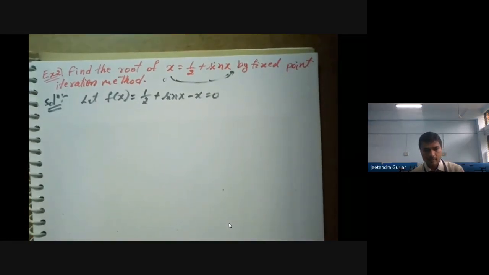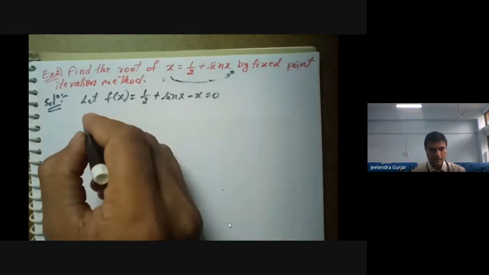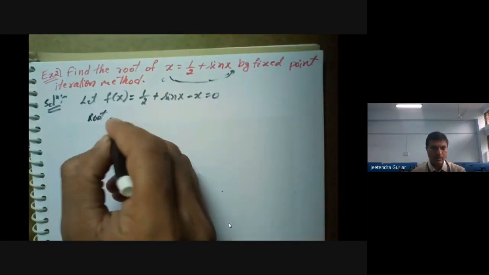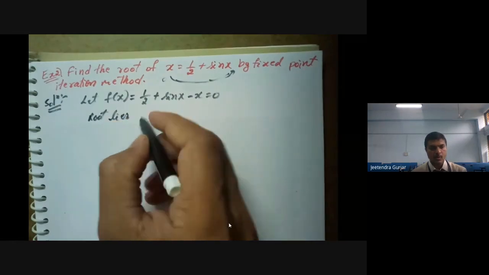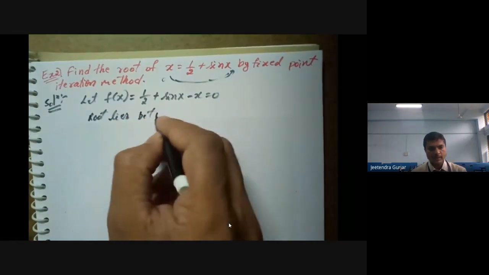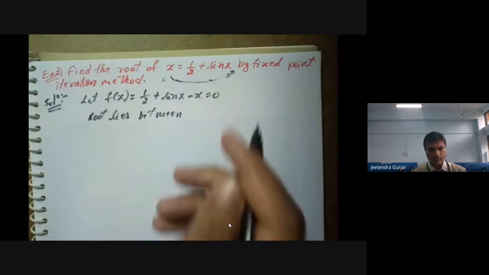So this is clear now. The first step is very clear: f of x is equal to 1 upon 2 plus sine x minus x, because this is equal to 0. Now, can you tell me between which values the root lies?